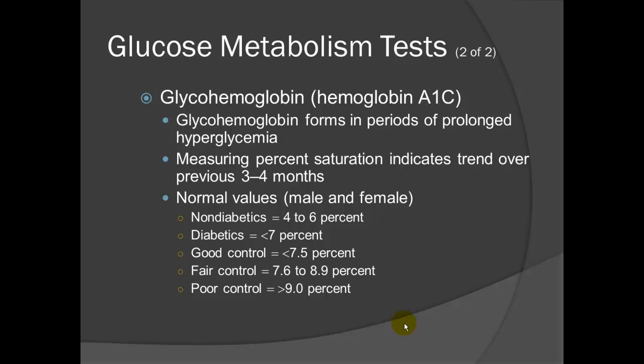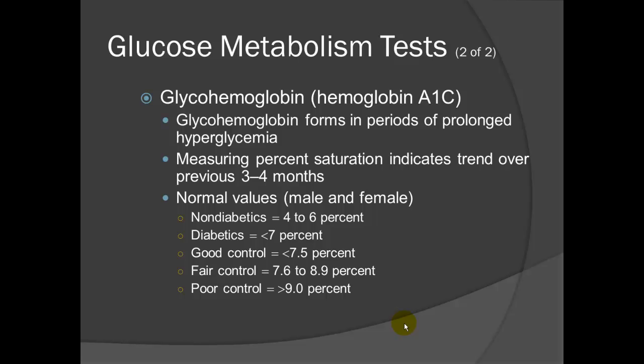Glucose metabolism test 2 of 2. Glycohemoglobin, or hemoglobin A1C. Glycohemoglobin forms in periods of prolonged hyperglycemia. So if you're an uncontrolled diabetic and you've had high amounts of blood glucose, then you're going to form glycohemoglobin. It measures the percent of saturation and indicates trends over the previous 3 to 4 months.